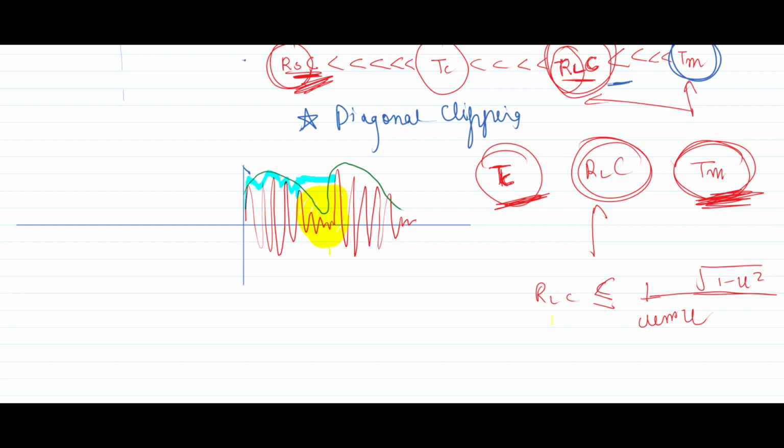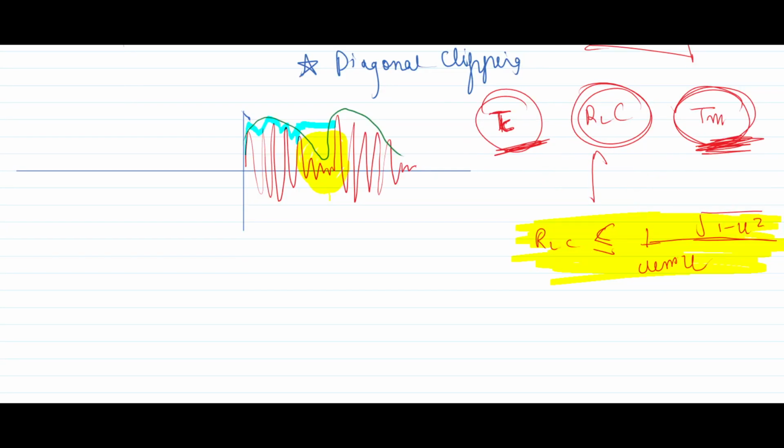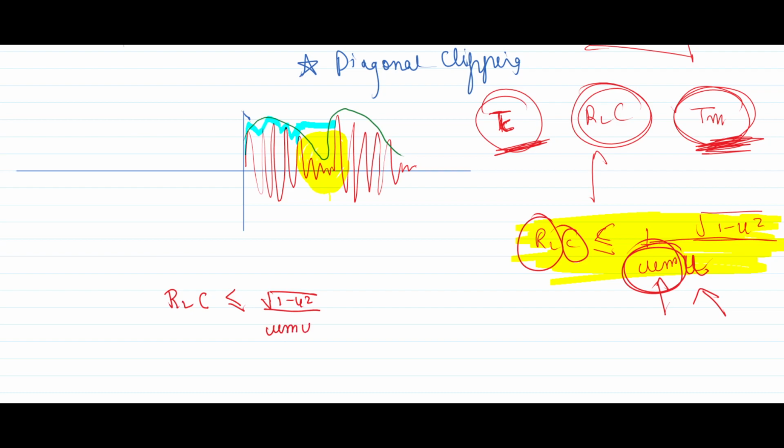So this is very important. Asked in previous year ESC questions and ISRO questions. How to find the value of RL, what is the value of C, if the frequency of the message signal is this, if the mu value is this. So you should know that RL into C should be less than or equal to under the root 1 minus mu square upon omega m into mu.